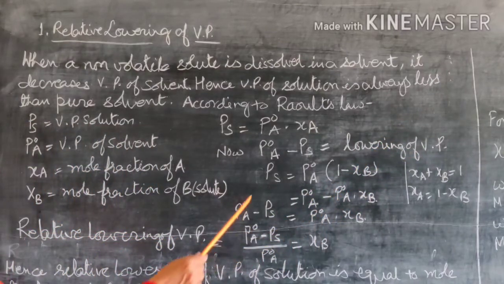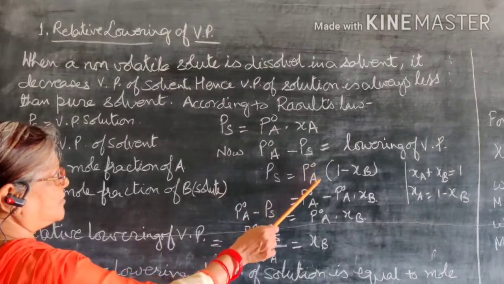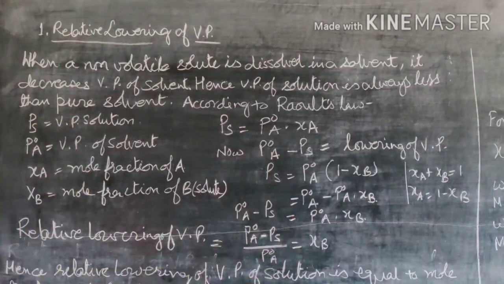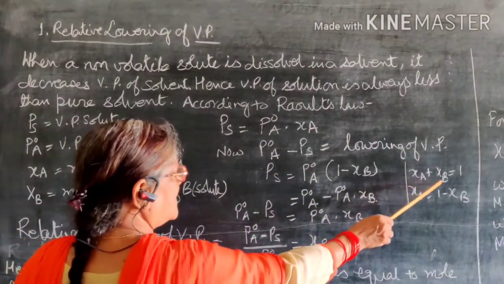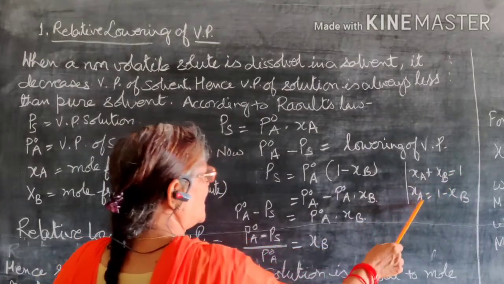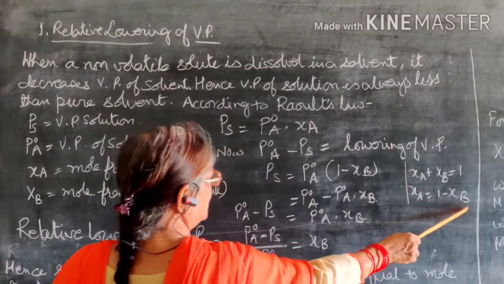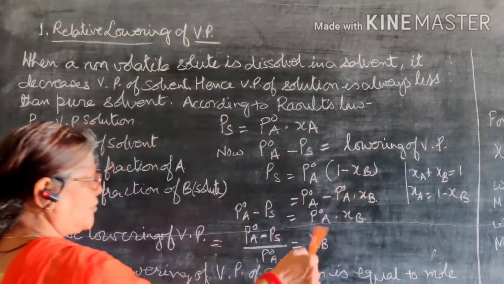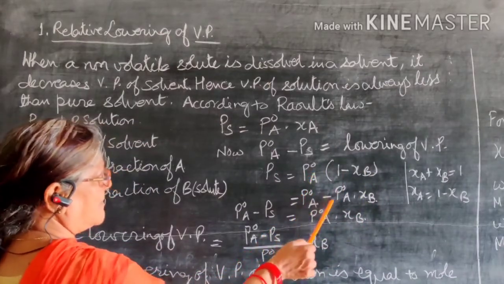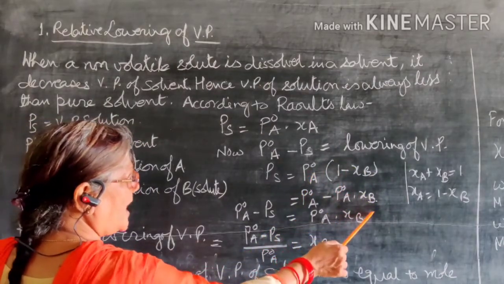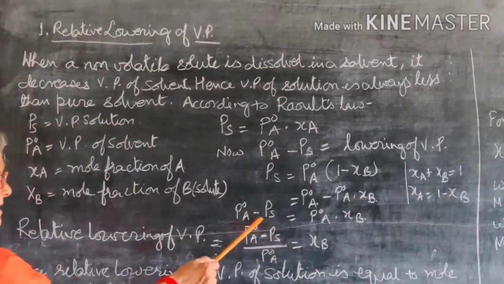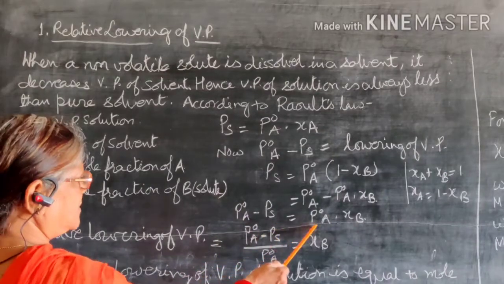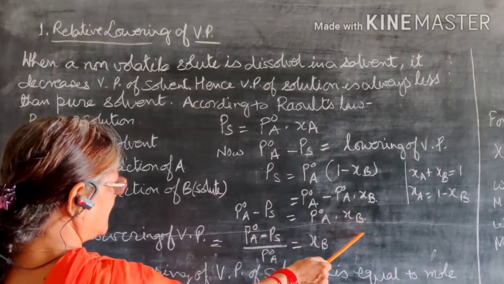Now we can write Ps is equal to P0A into (1 minus Xb), because we are using a binary solution. Here Xa plus Xb is equal to 1, so Xa is equal to 1 minus Xb. So here we can write P0A into (1 minus Xb). When you open the bracket, you will get P0A minus P0A into Xb. So again we can write P0A minus Ps is equal to P0A into Xb.